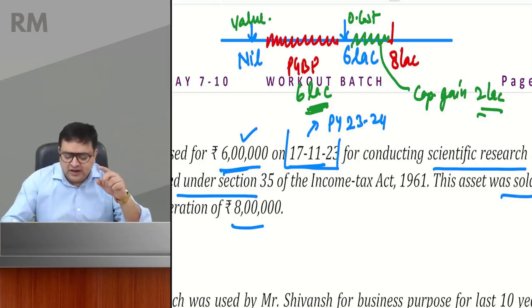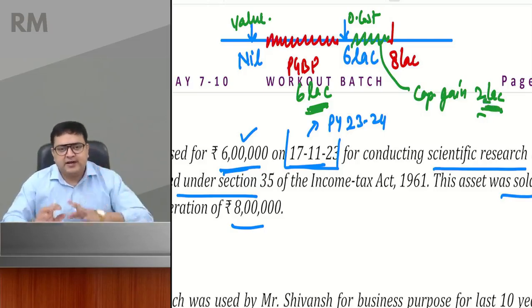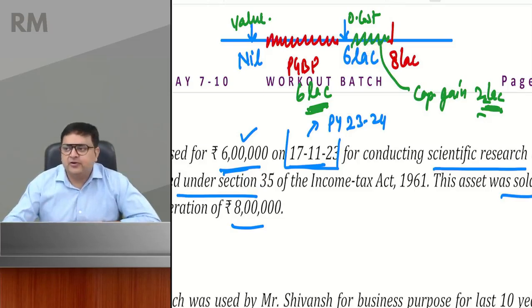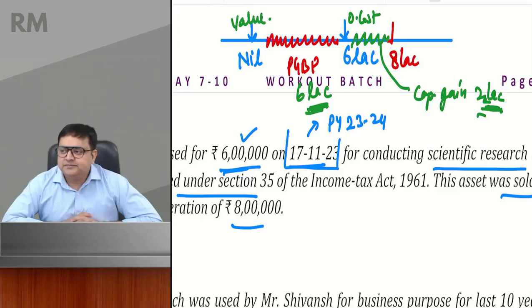And please, 2 lakh would be your capital gain also, short-term capital gain. Guys, is it your special income? Is this 2 lakh short-term capital gain your special income or not? Tell me yes or no. Is it your special income?